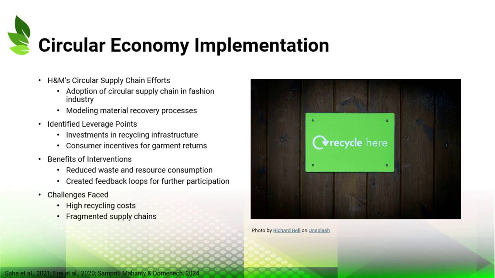H&M's adoption of a circular supply chain in the fashion industry highlights the utility of system dynamics. The company identified key leverage points, such as investments in recycling infrastructure and consumer incentives for garment returns. These interventions reduced waste and resource consumption, creating feedback loops for further participation.